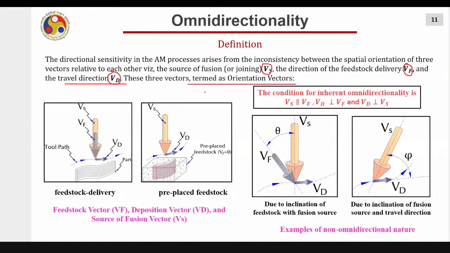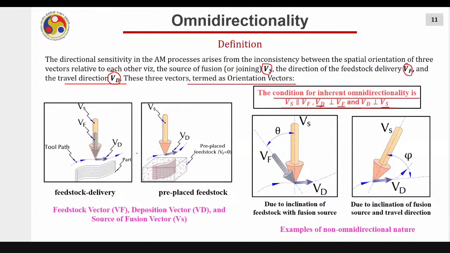So the condition for inherent omnidirectionality, if the process is inherently omnidirectional, has to be satisfied, which is written here mathematically: Vs, the source of fusion vector, should always be parallel to Vf, the feedstock delivery vector, and the direction of deposition, Vd, should be perpendicular to the feedstock delivery. And also the deposition vector should be perpendicular to the source of fusion. Then only your process will be inherently omnidirectional, otherwise not.